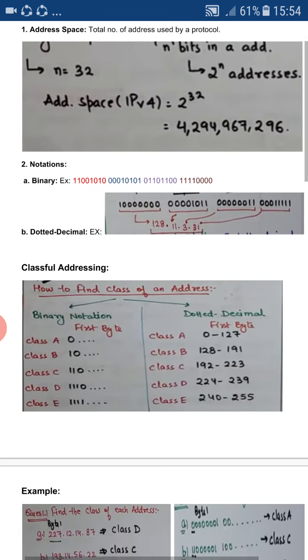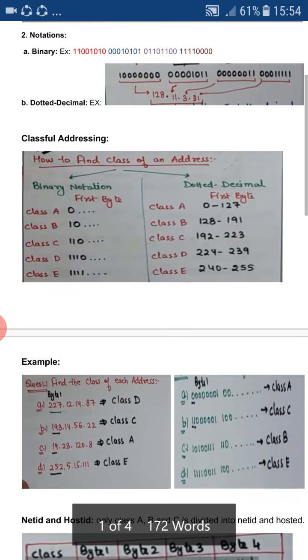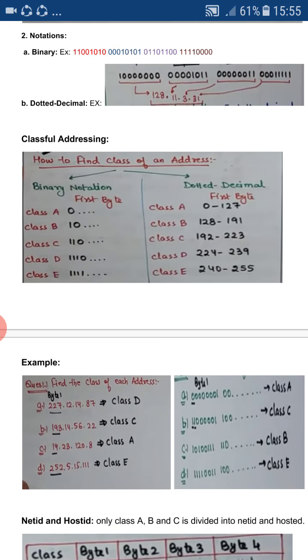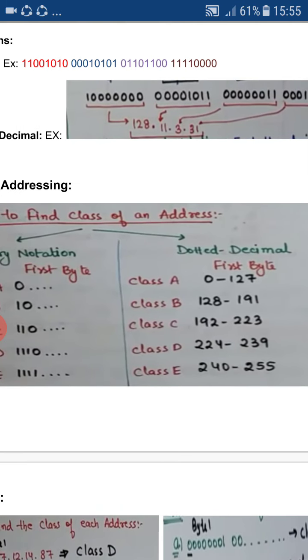Then, as a second terminology, we have the notations. IPv4 addresses can be represented in two notations. One is binary notation and the second one is dotted decimal notation. In binary notation, the address is displayed as 32 bits, which are grouped as 4 bytes, where each byte is made up of 8 bits. You can consider the example. In the example, you can see 4 different colors. Each color represents each byte.